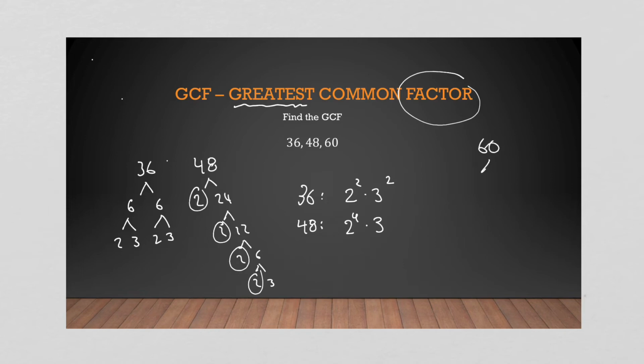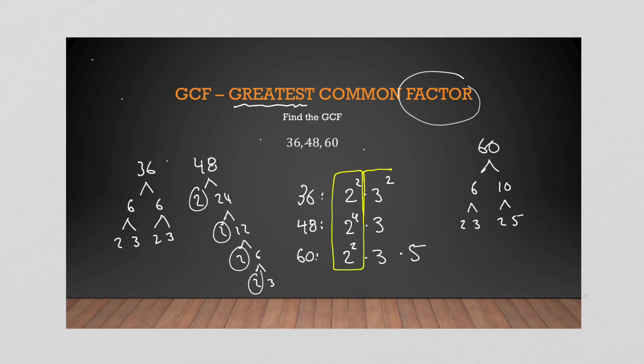And then for 60, well, we have 6 times 10, which is 2 times 3, and 2 times 5. So we have 2 squared times 3 times 5. And it's nice to line them up like this because what we're looking for is common factors. So if you put a column around each of the prime factors that appear in the numbers, each column needs to be full in order to be common.